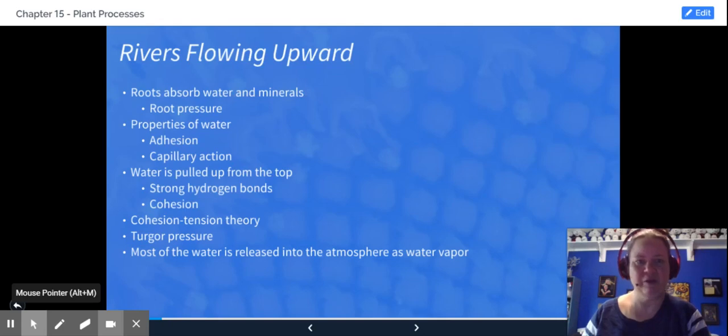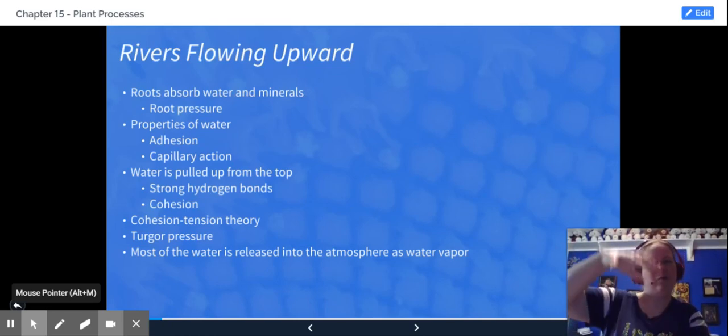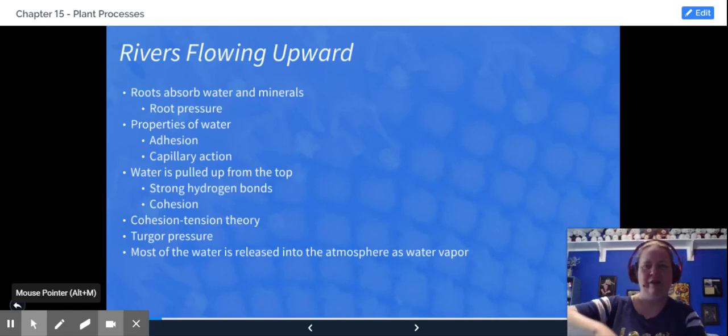All right, so roots absorb the water and the minerals. The only way that a plant can get watered is through the roots, okay? And basically what happens is that the minerals will adhere to the water molecules and come in through the plant that way. So that's how plants get their minerals as well. Water is pulled up from the top, so it's kind of like it's pulled up into the plant, so it travels upward because of cohesive properties, and it goes against the flow of gravity.